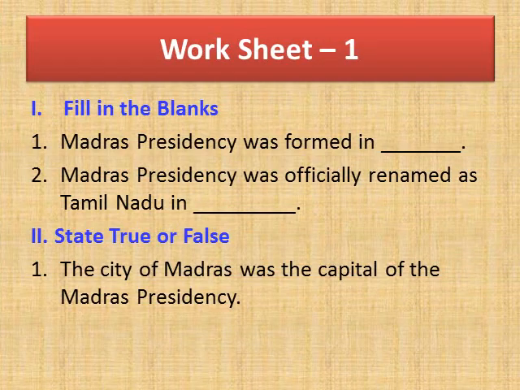Now it is worksheet time. Worksheet number 1. Roman number 1, fill in the blanks. Madras Presidency was formed in dash. Question number 2. Madras Presidency was officially renamed as Tamil Nadu in dash. Roman number 2. State true or false. Question number 1. The city of Madras was the capital of Madras Presidency.